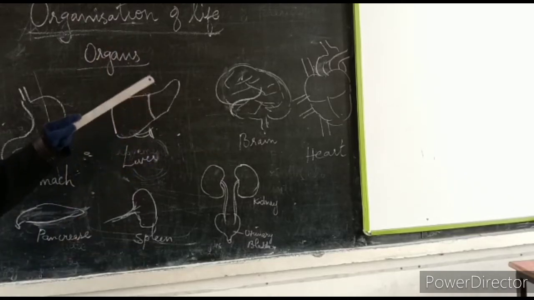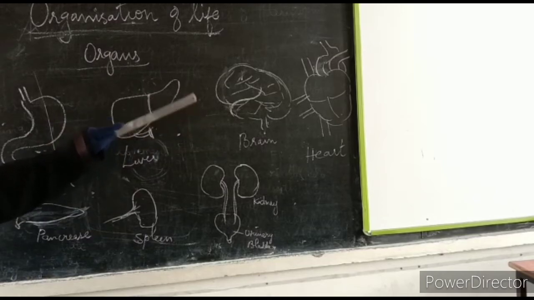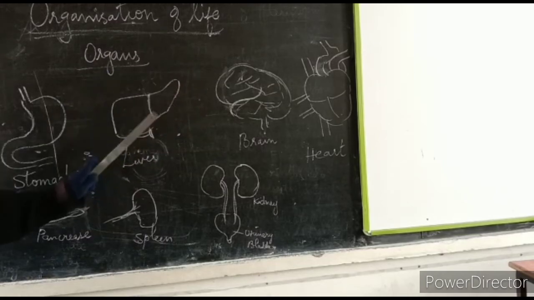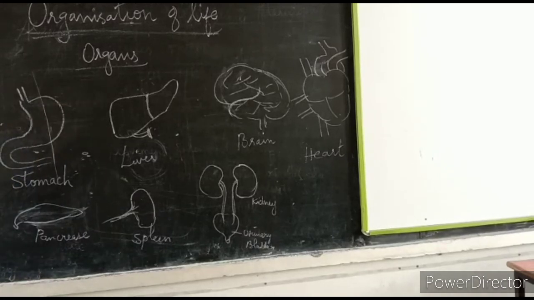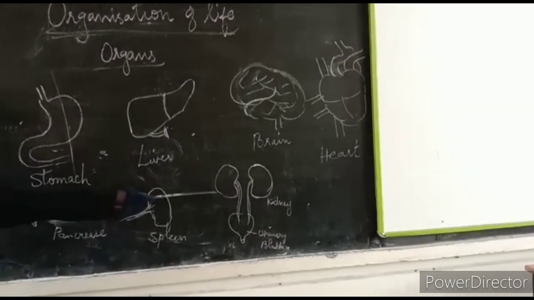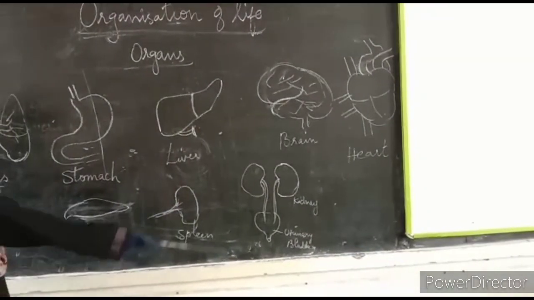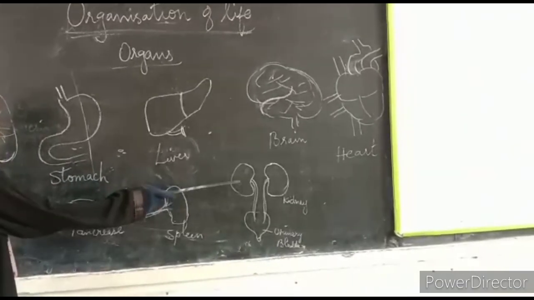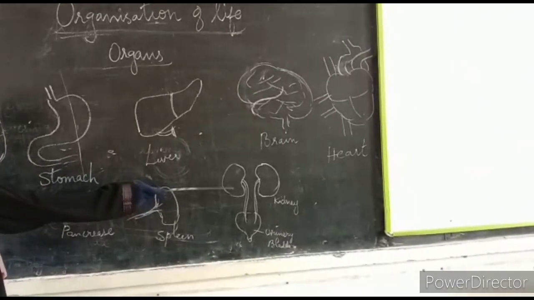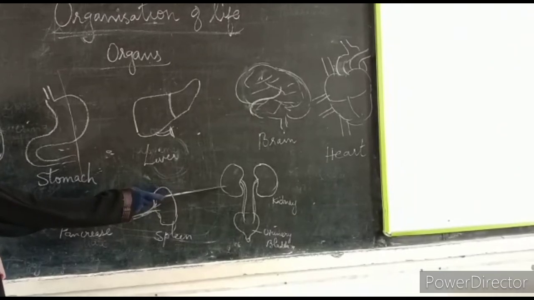Through the aorta, the oxygenated blood is distributed to all parts of the body. So, the heart is involved in the circulatory system. Now, come to the kidney and then the urinary bladder. The bean-shaped structure is known as the kidney. We have two kidneys.